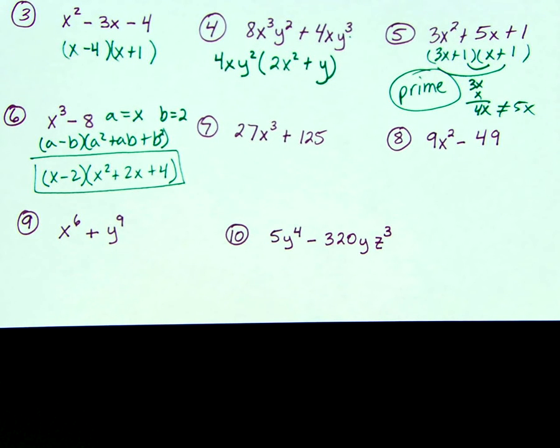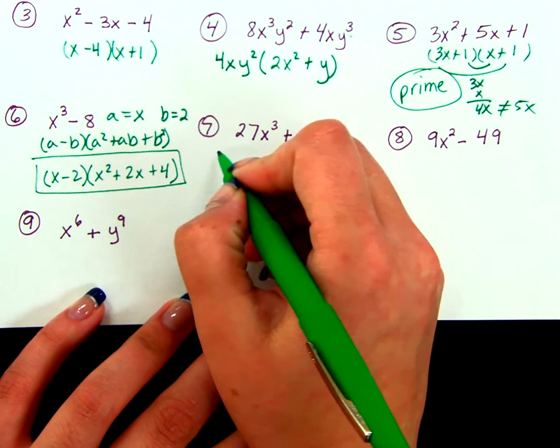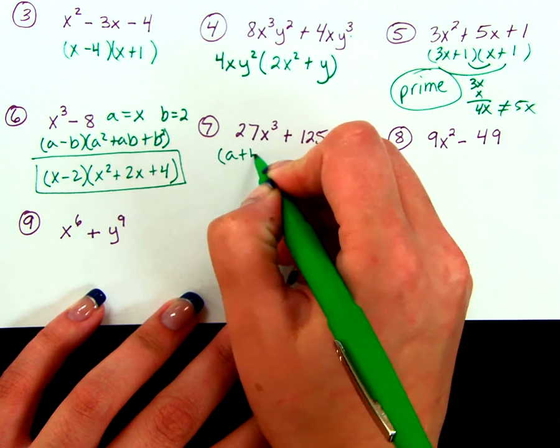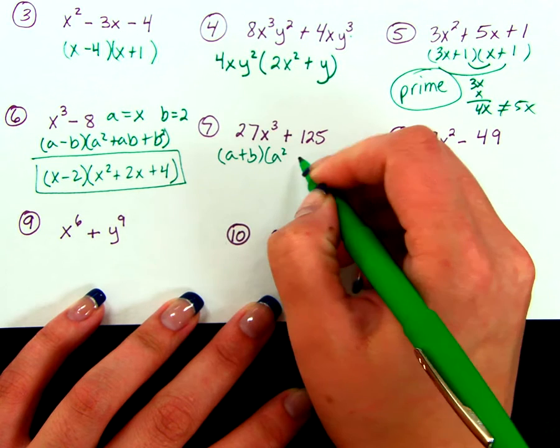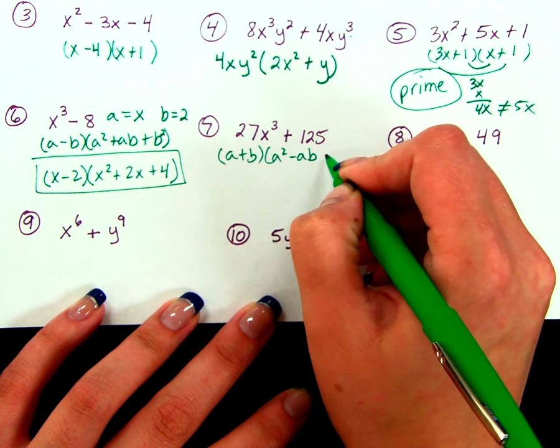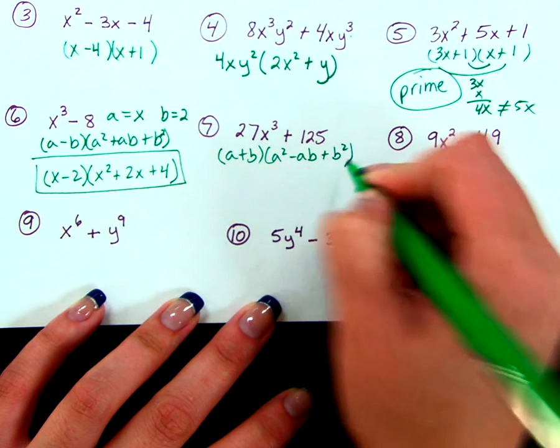All right, so continuing to factor, if we take a look at 7, there is no greatest common factor, but 27 and 125 are both perfect cubes. So we're going to use the sum of cubes to factor. So again, that pattern for this one is going to be a plus b, and then a squared minus a times b plus b squared.